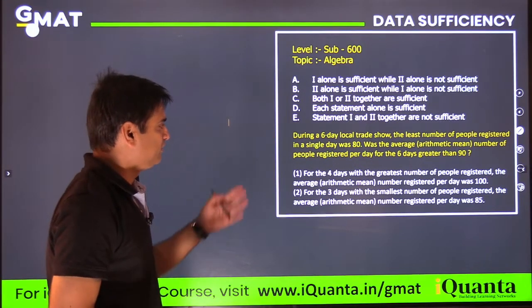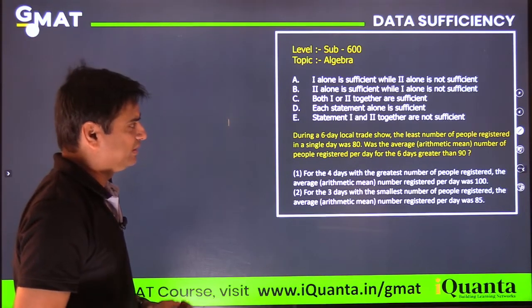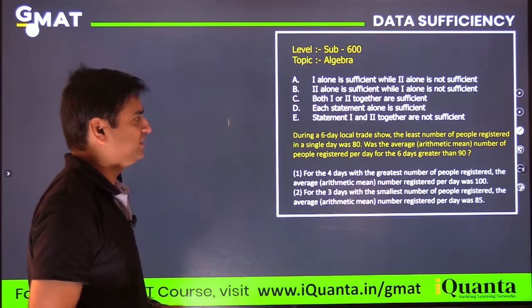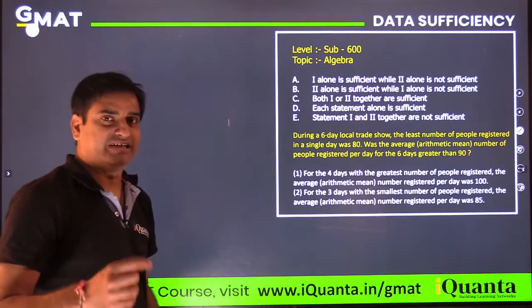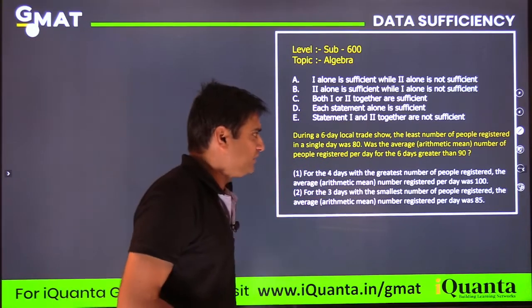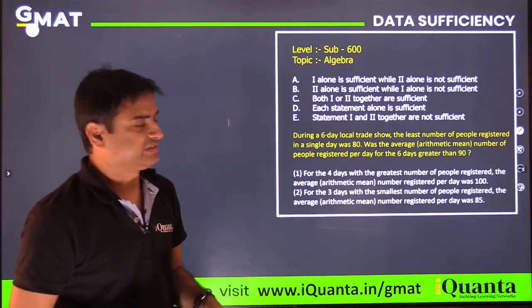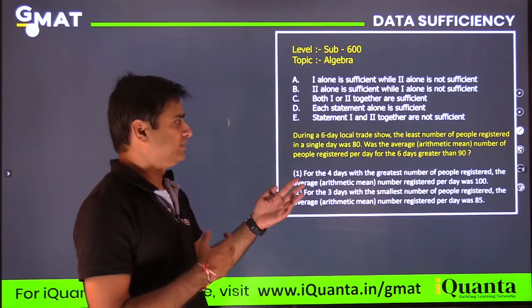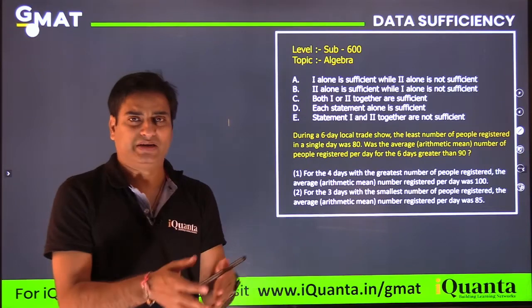What does the question say? During a 6-day local trade show, the least number of people registered in a single day was 80. That means in 6 days at least 80 people joined every day. Was the average number of people registered per day for the 6 days greater than 90? That means they are asking whether the average is 90 per day or not.